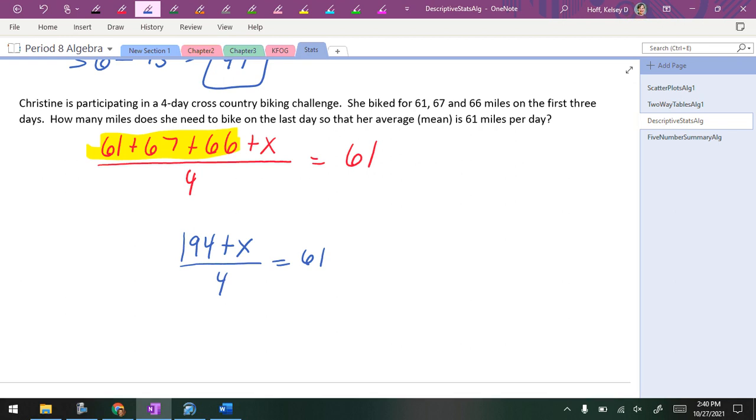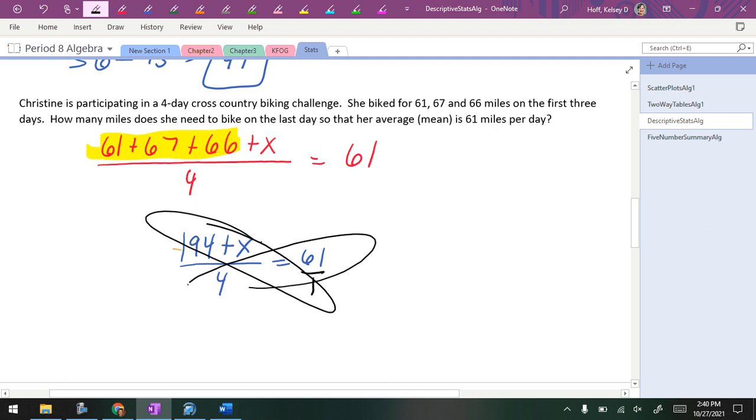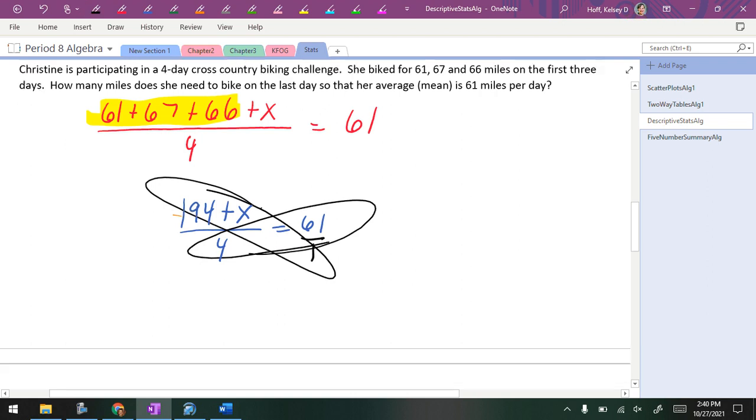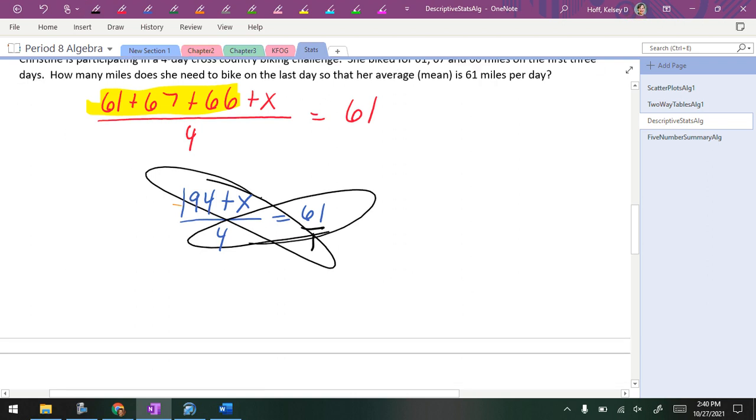She said if you multiply by 4 on both sides, that'll cancel here. You're left with 194 plus x equals whatever. Thatcher said to cross multiply, which is ultimately the same thing because you put 61 over 1, right? And then it's like the butterfly effect. It doesn't matter either way. You're doing the same thing. So you end up with 194 plus x equals 4 times 61.